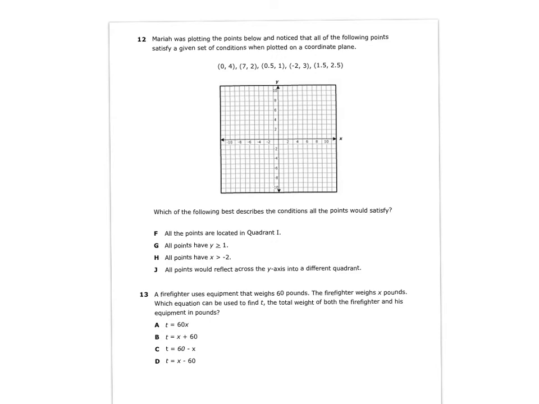Mariah was plotting the points below and noticed that the following points satisfy a given set of conditions when plotted on a coordinate plane. Which of the following best describes the conditions all the points would satisfy? F. All the points are located in quadrant 1. G. All the points have y greater than or equal to 1. H. All the points have x greater than -2. J. All the points would reflect across the y-axis to a different quadrant.